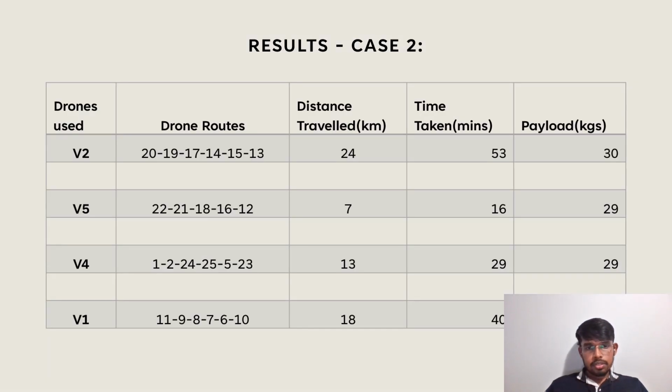These are the results for case 2. For case 2, I've just increased the distance the drone can travel by changing to a different battery, so that it also uses 4 drones and 1 is kept idle. The maximum payload it can carry was 30 kg, and it has almost used the full 30 kg.